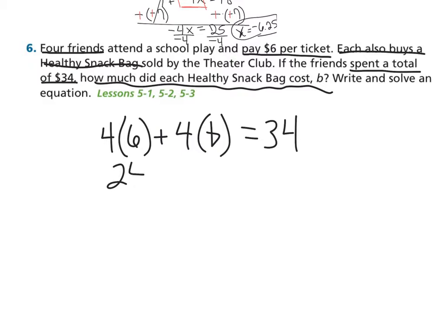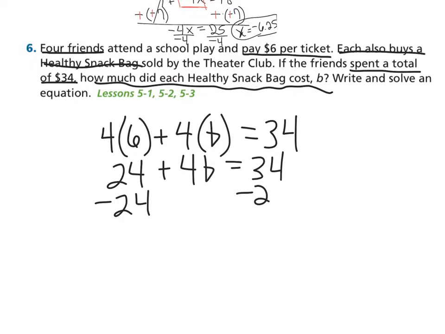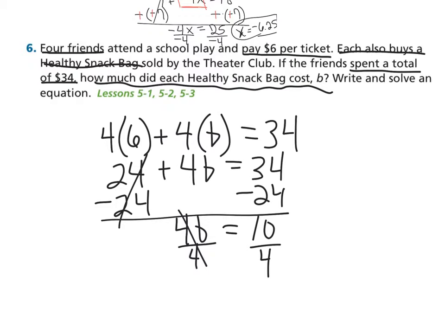Then 4 times 6 is 24. They're adding, so we can subtract 24. They're multiplying, so we can divide by 4. We divide that, we'll get 2.5, which means that each bag costs $2.50.